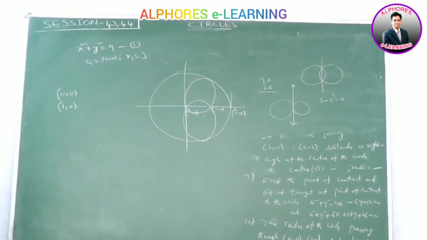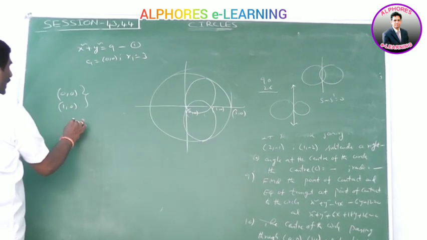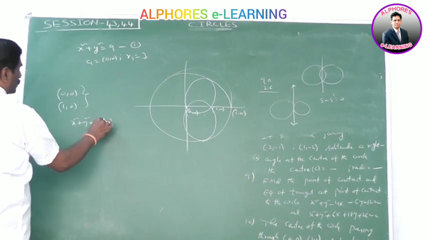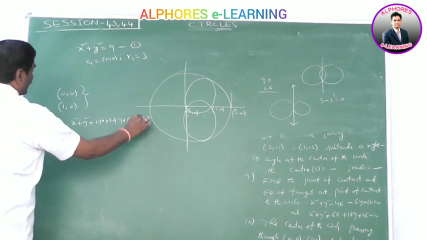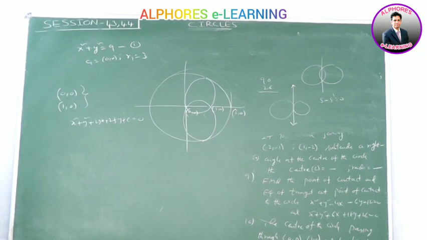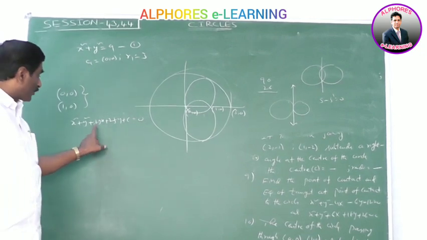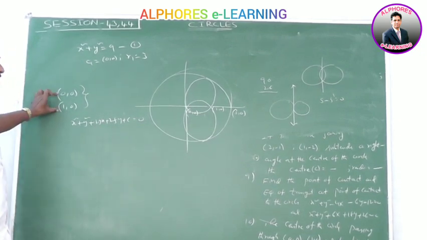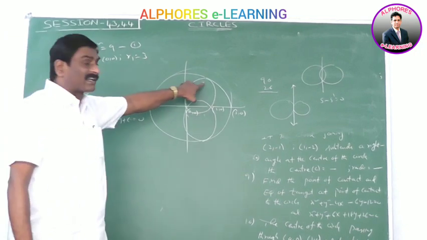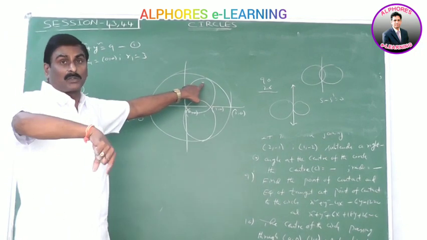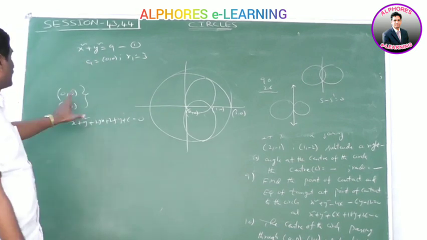So the required circle equation can be assumed as x square plus y square plus 2gx plus 2fy plus c is equal to 0. It is the standard form of the circle. Say the second circle equation, the unknown values are g, f, c values. Here two conditions are given and the next condition is touches internally. That means C1C2 is equal to mod R1 minus R2. By using these three conditions we find the g, f, c values.